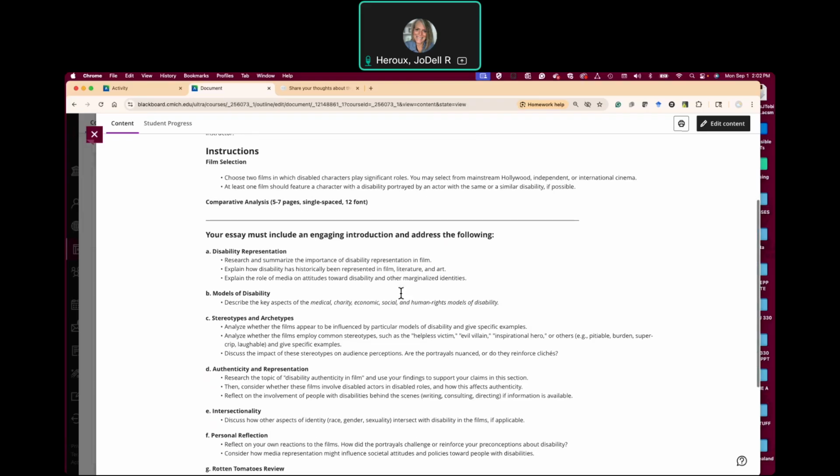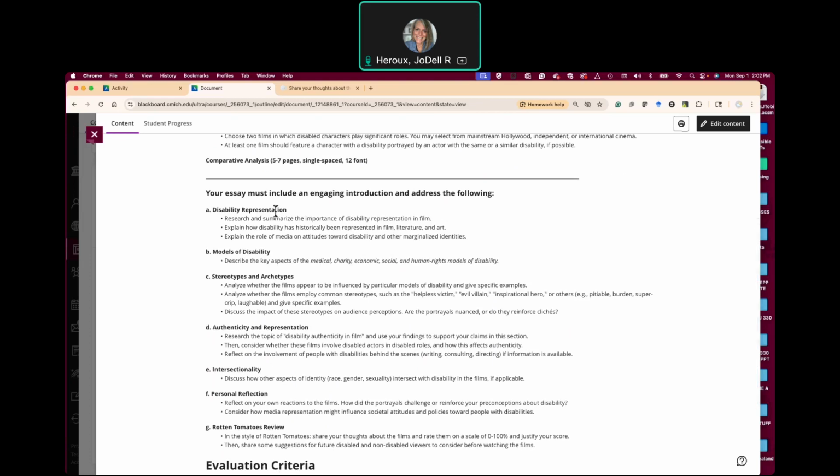You'll start with the disability representation. You're going to research and summarize the importance of disability representation in film, and this is where I'm saying to cite your sources. You'll find this information in the text, and you can also find it in other articles. You're going to explain how disability has historically been represented in film, literature, and art. You can again use our textbook, but also think about the different podcasts you're listening to and the videos you're watching, and then do some outside research as well. Explain the role of media on attitudes toward disability and other marginalized identities.